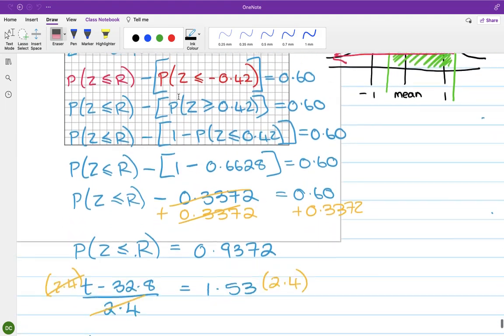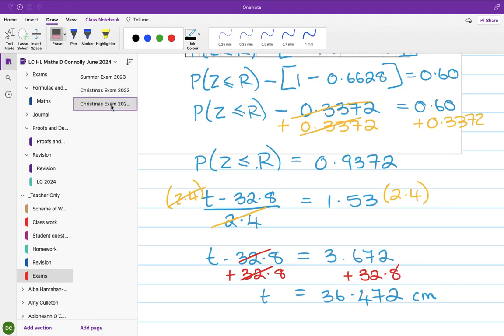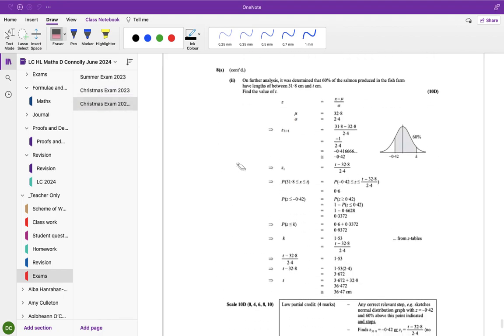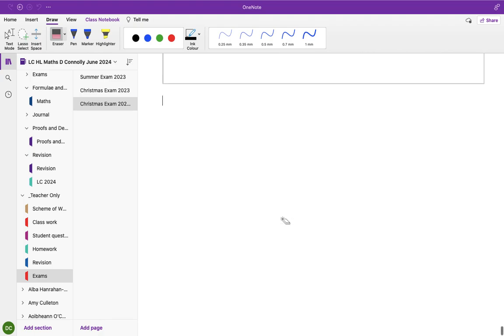What was it? Centimeters. I got 36.472. Let's have a look. That one, we got that one. Oh yeah, 36.472. 10 marks.